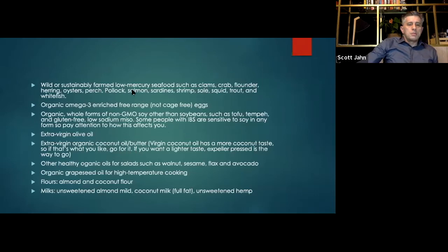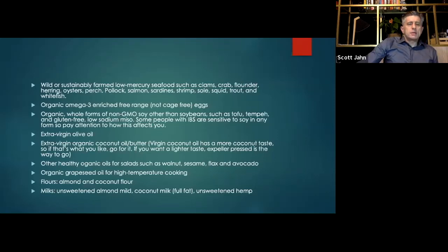Okay, so we have low mercury seafood such as clams, crab, flounder, herrings, oyster. You can read it. Salmon, sardines. Organic omega-3 enriched free-range eggs. Okay.